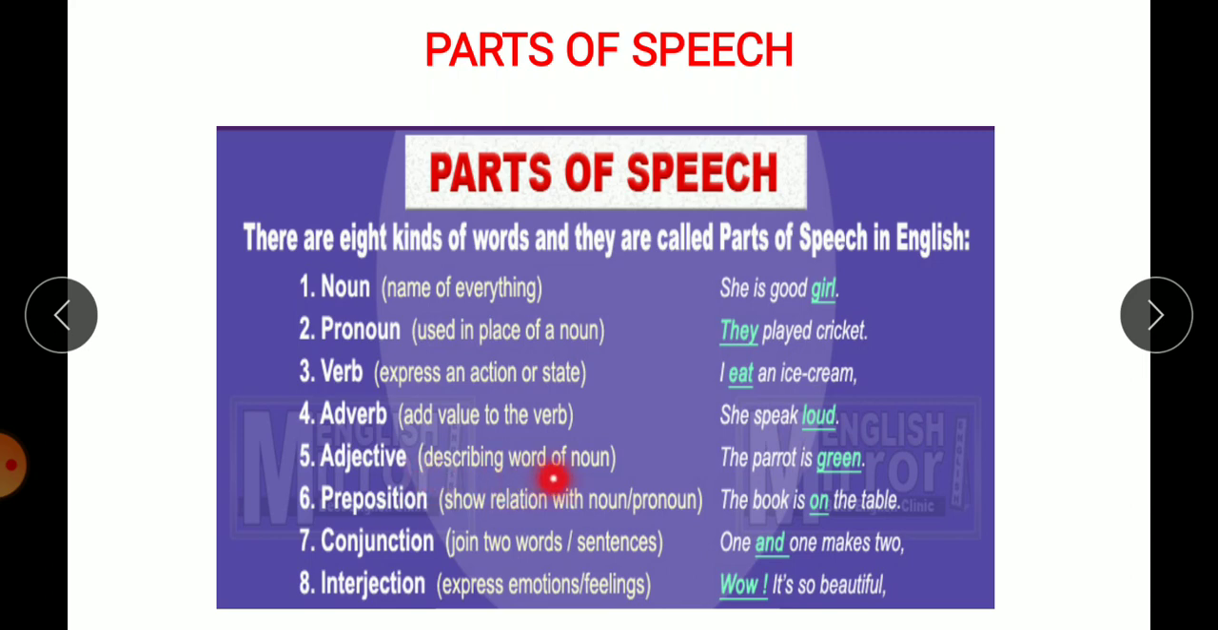Adjective, describing words of a noun, जो noun के बारे में और बताता है हमें. Like the parrot is green. Parrot is a noun, but parrot कैसा है? Green. So green is an adjective.